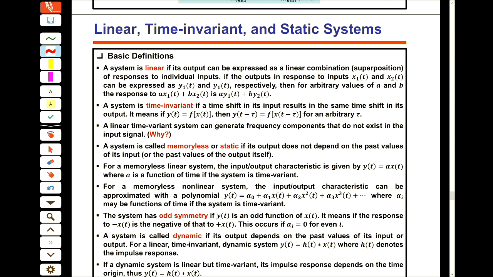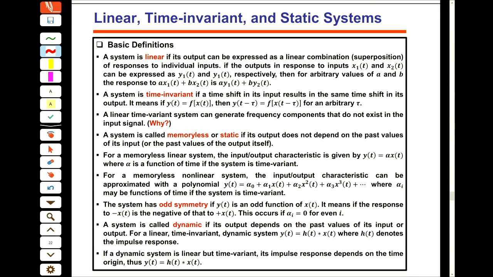Okay. If not, we are going to the second section, which is linearity. But before going to linearity, I just want to go over a few definitions that you had in the old signals and systems. So we call a system linear if the output is expressed as a linear superposition of the individual inputs.